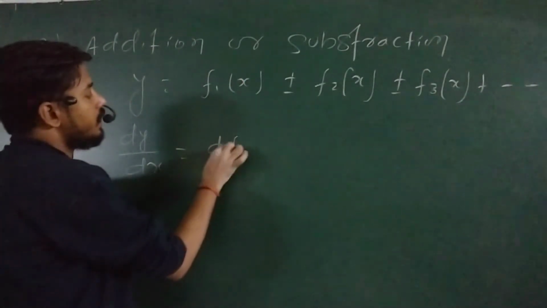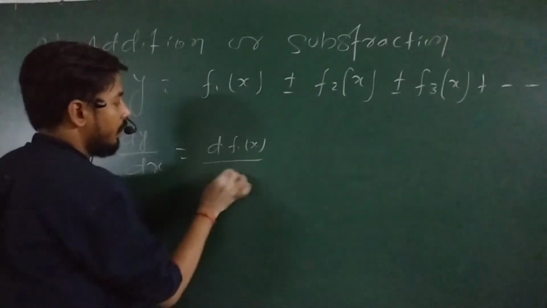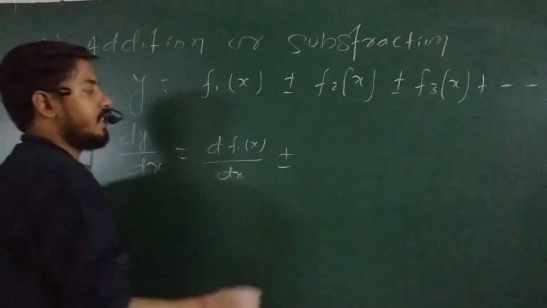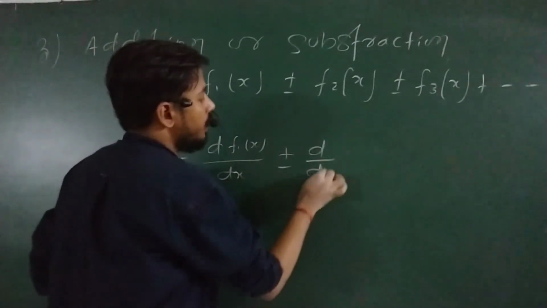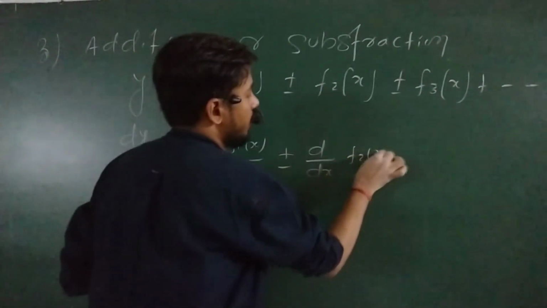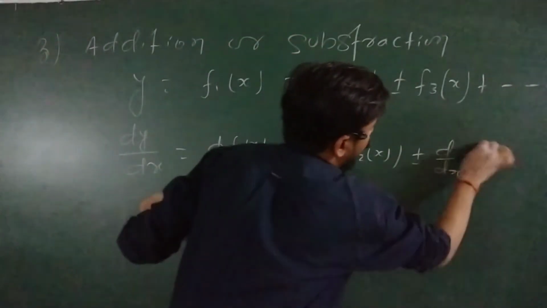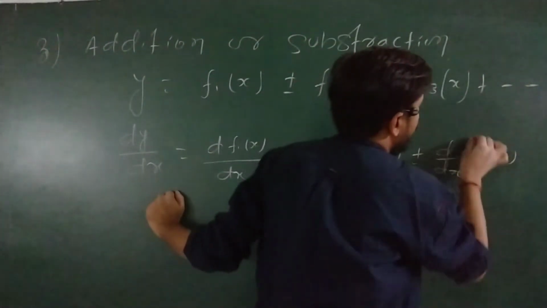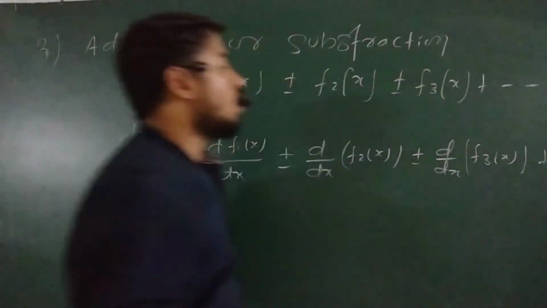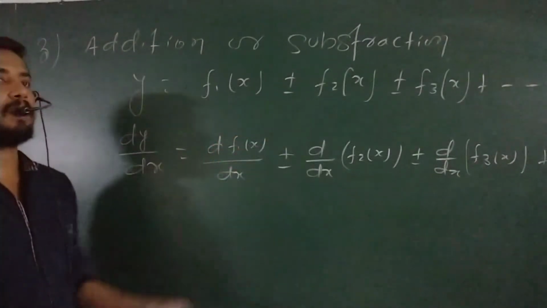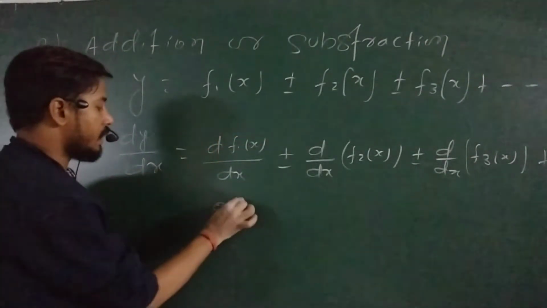It means the differentiation of the first part, plus or minus symbol as it is, the operation as it is, then the differentiation of the second part, plus or minus, the differentiation of the third part, and like that. So this is the method to find the differentiation of addition and subtraction. Just take one simple example.